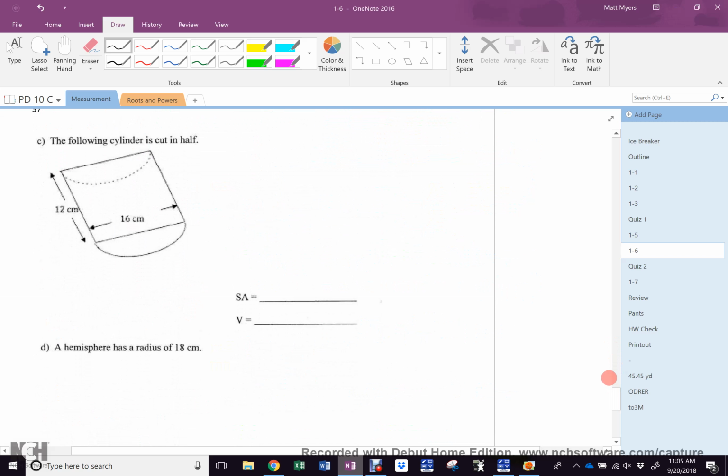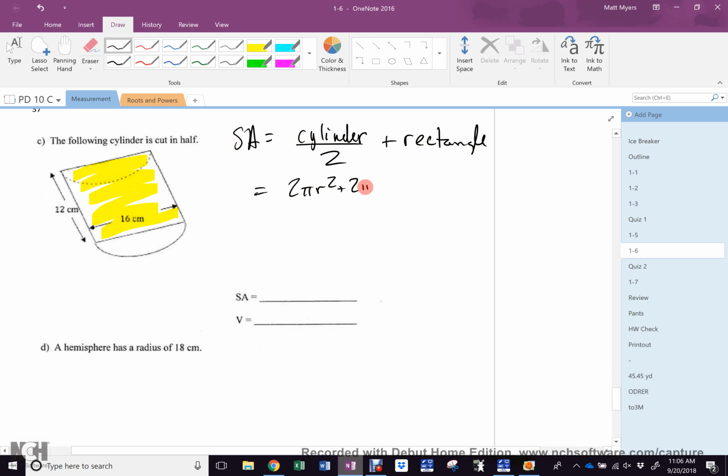The following cylinder is cut in half. Surface area first. Have a plan. It's a cylinder divided by 2, because it's cut in half, plus what did I just make? Plus a rectangle. Fill in your plan. 2 pi r squared plus 2 pi r h over 2 plus LW. What happens to all those 2's? Cross them out. They cancel. Pi r squared plus pi r h plus LW.